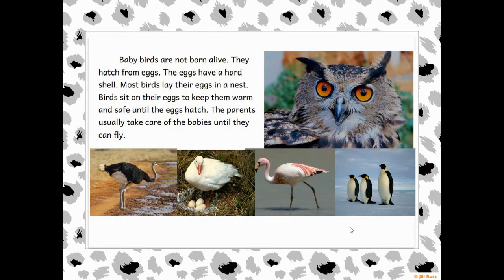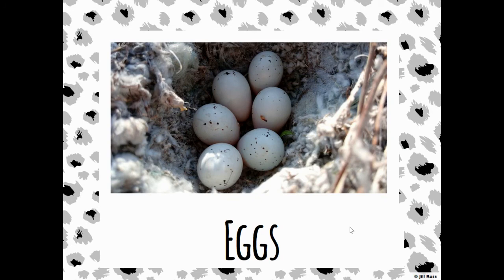Baby birds are not born alive. They hatch from eggs. The eggs have a hard shell. Most birds lay their eggs in a nest. Birds sit on their eggs to keep them warm and safe until the eggs hatch. The parents usually take care of the babies until they can fly. So the birds stay with their mommies until they're able to fly on their own.